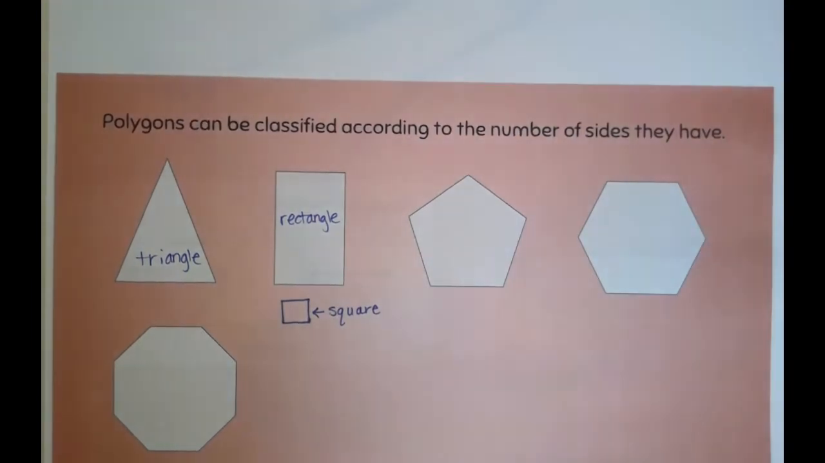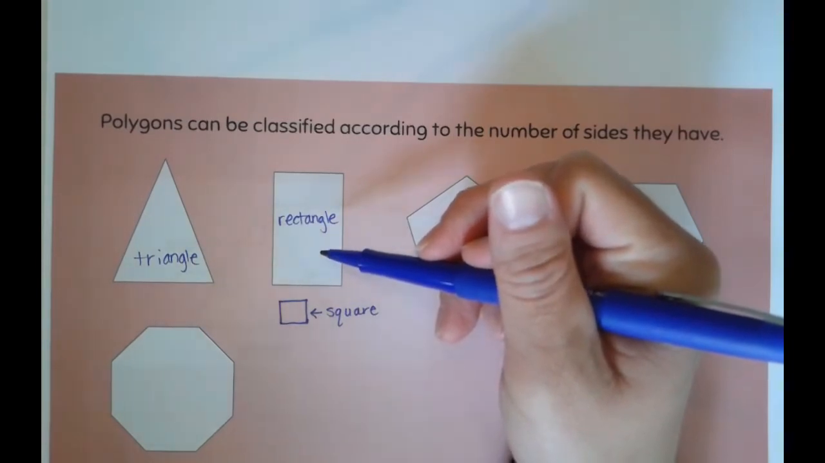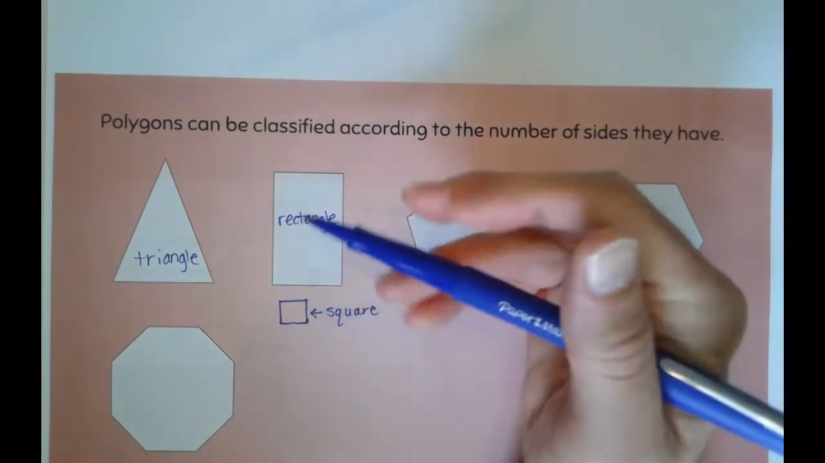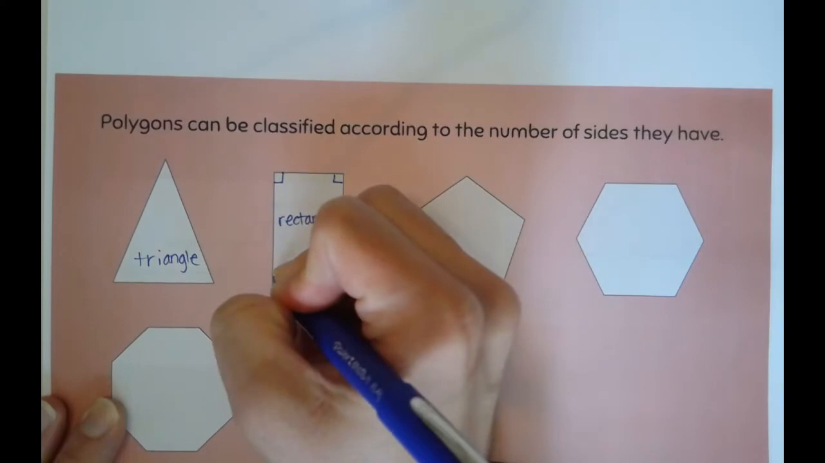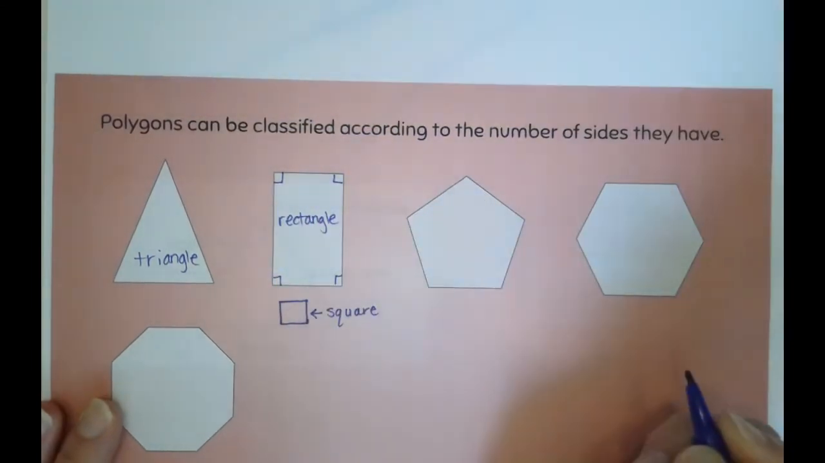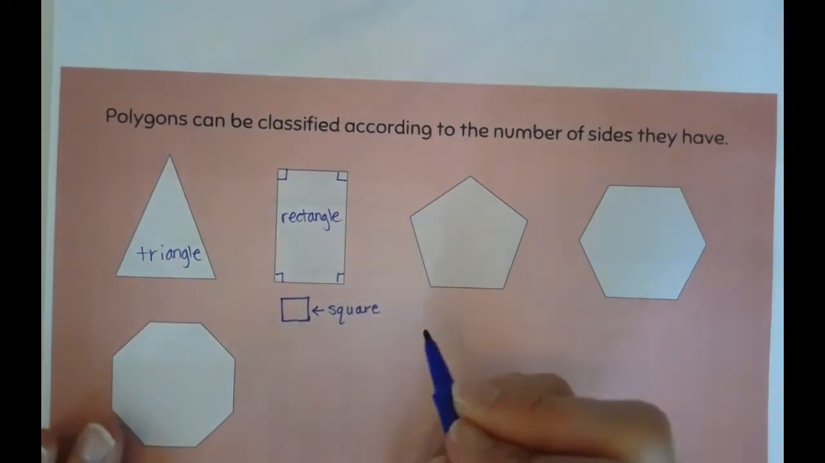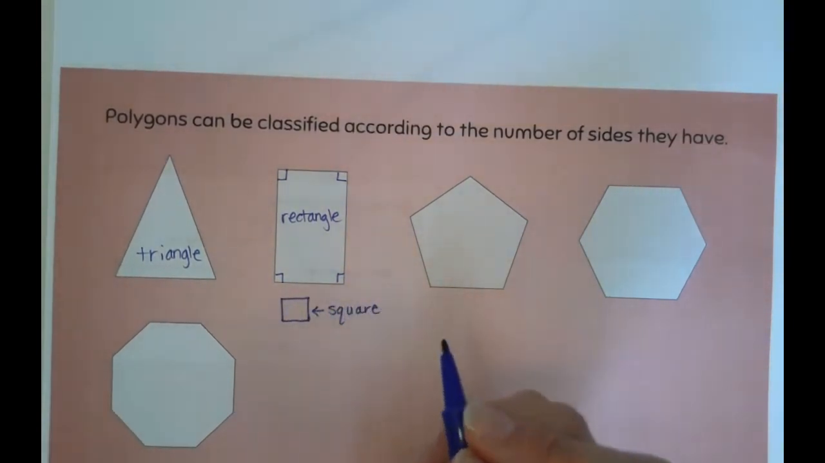Another cool thing is that technically a square is a type of rectangle, because in order for a shape to be a rectangle, it has to have 4 sides and it has to have 4 right angles. A square has 4 sides and 4 right angles, but it's also even more specific because all of those sides are the same length. Sorry about that, boys and girls.